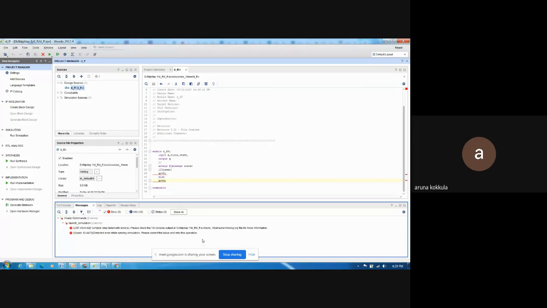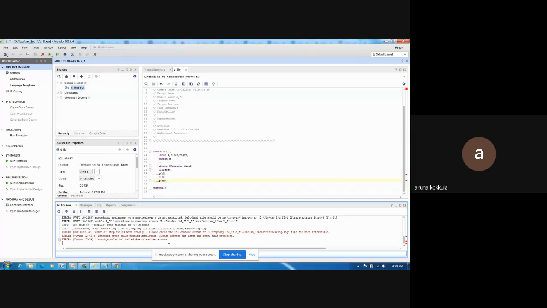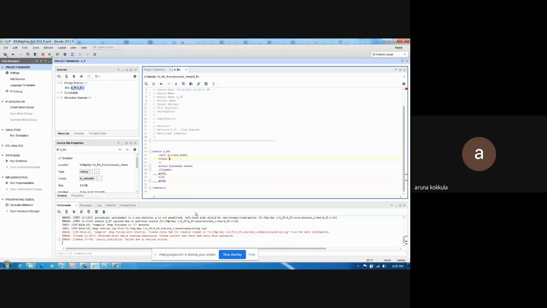Sir, can you see this error? No, actually, your screen is very small for me. I am unable to recognize it. Compile step failed with errors. Please check the TCL console output. Aruna, output reg Q, reg. Thank you, madam. Output you have to make reg.